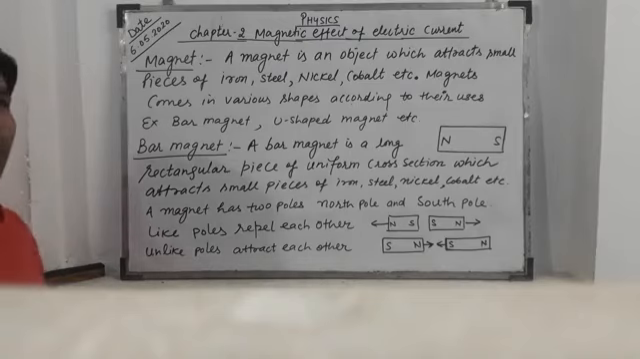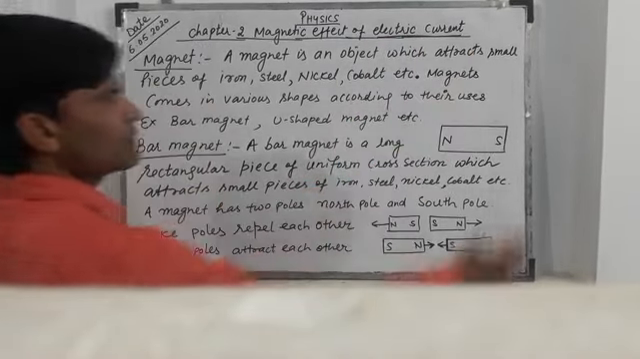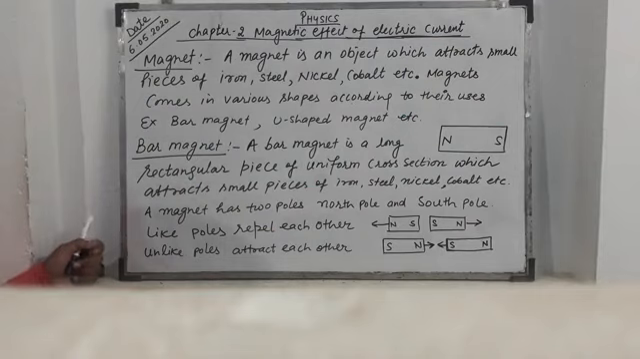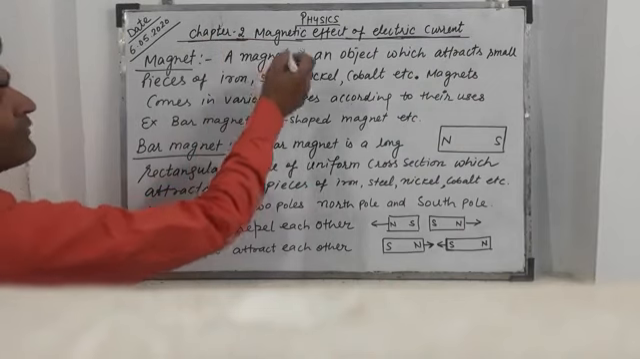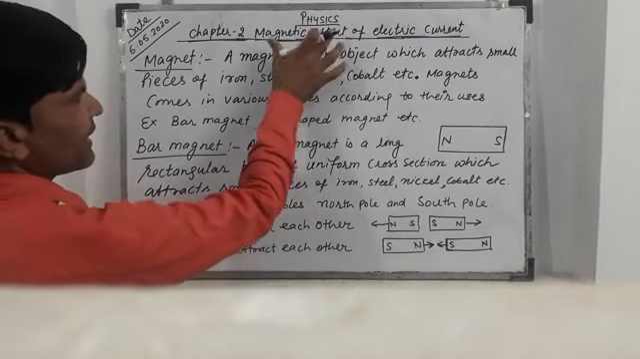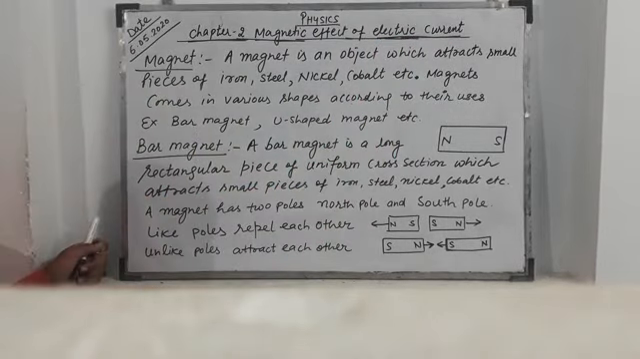Good morning students. In the last lecture we completed chapter 1, where we discussed electric current and the heating effect of electric current. In chapter number 2 we will discuss the magnetic effect of electric current.